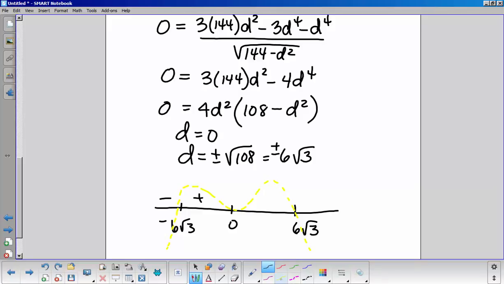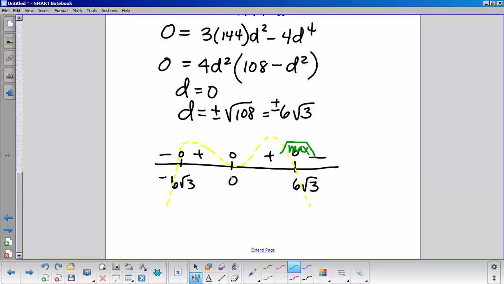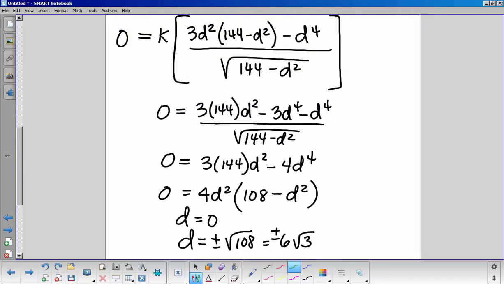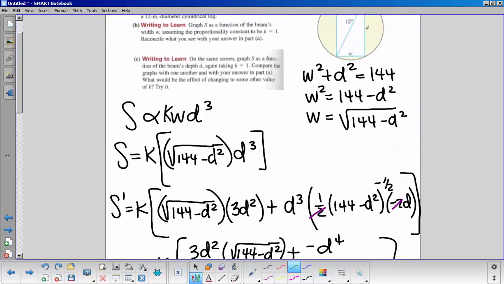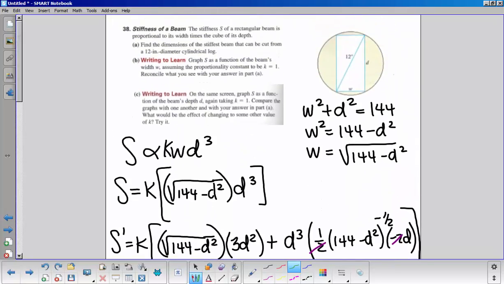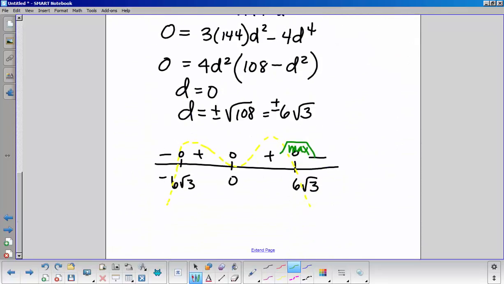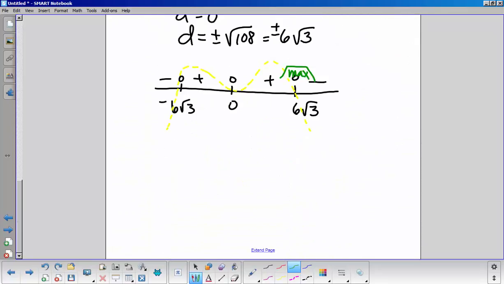So we have negative, positive, 0, 0, 0, positive, negative. So what's going on at 6 root 3? A max. Why did I ignore negative 6 root 3? Because can you have a depth that's negative? No, we don't have a log. All right, so my question was, find the dimensions. Well, if that's D, how do I find W? D equals 6 root 3.